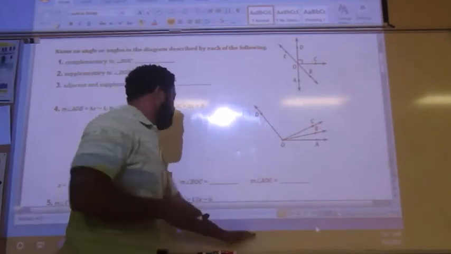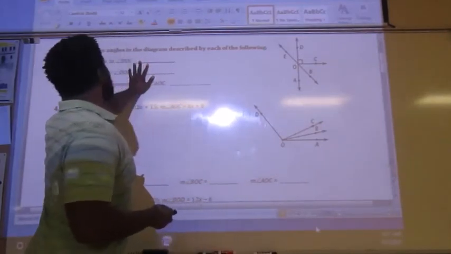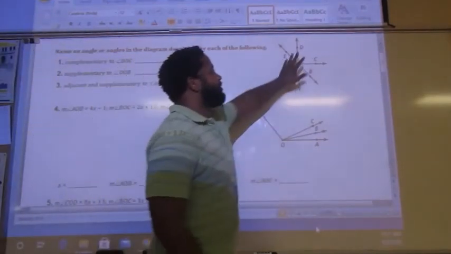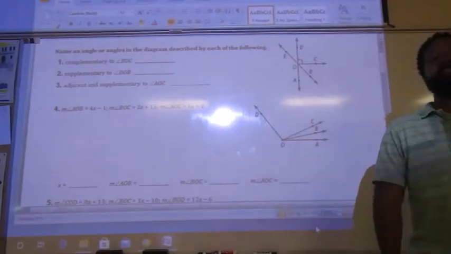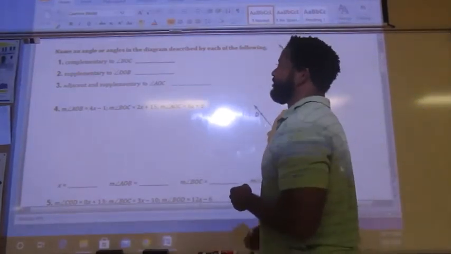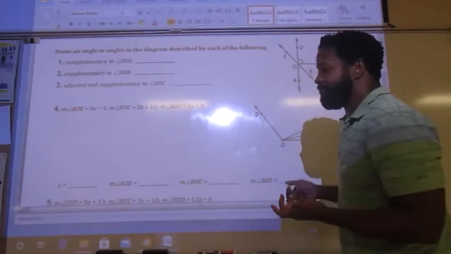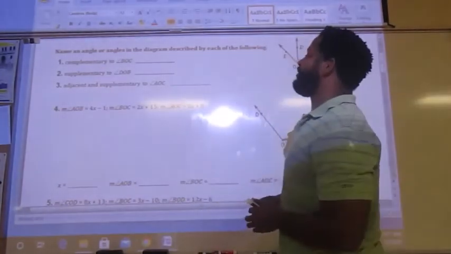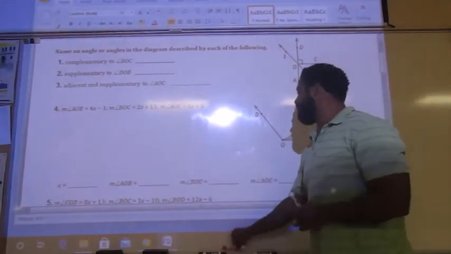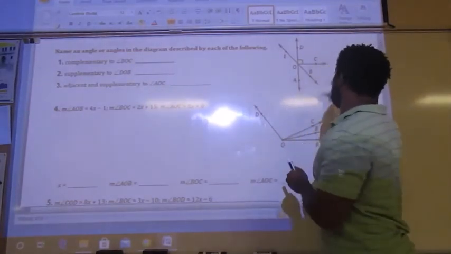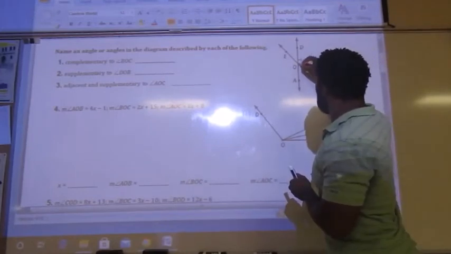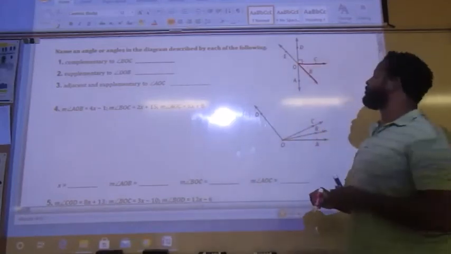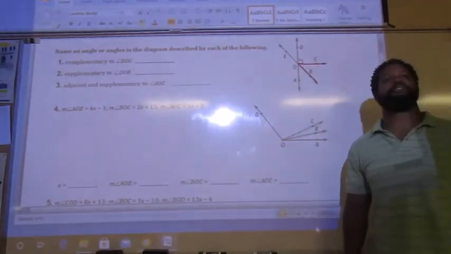All right? First things first, let's look at this. Name the angle or angles in the diagram described by each of the following. This looks similar to the problem that we did yesterday, so because it's similar, this should be familiar. So it's asking you, number one, complementary to BOC. What angle is complementary to BOC? What do you think?